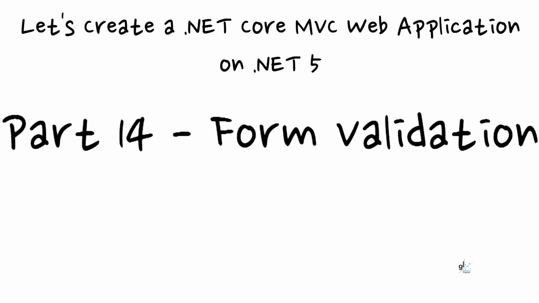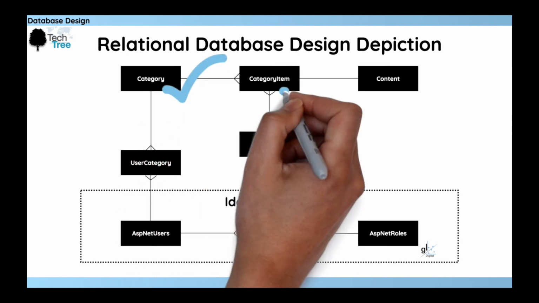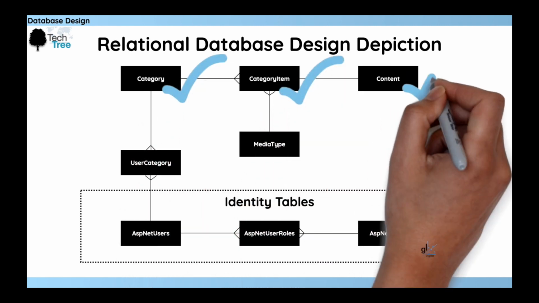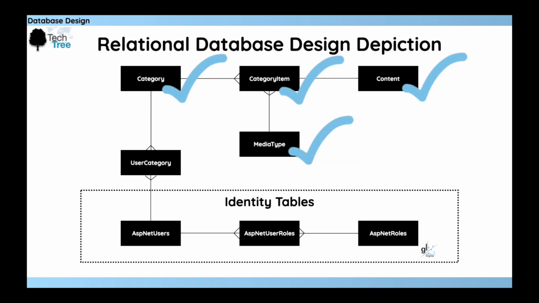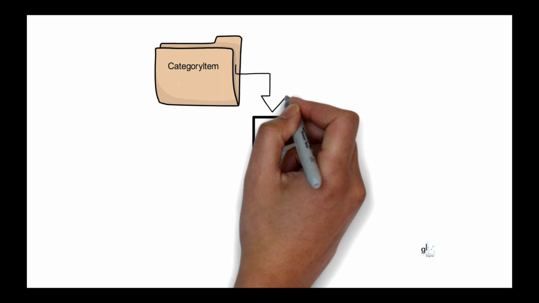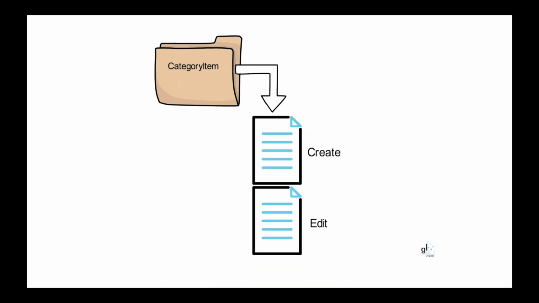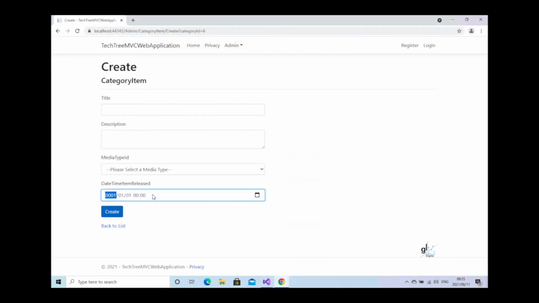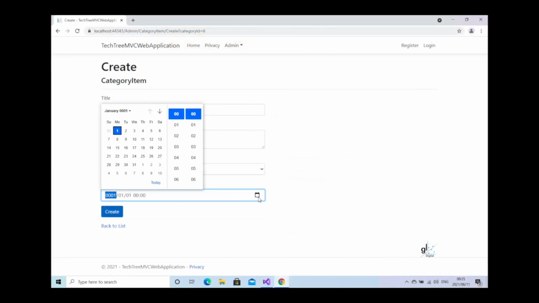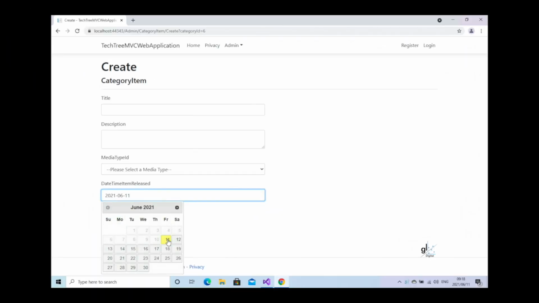I'm Gavin Lon. So, we have now created the CRUD-related code for the category item, content, and media type entities. In the previous video, we made UX, user experience, related refinements to the create and edit views pertaining to the category item entity. This particular refinement involved replacing the default DatePicker widget provided in popular browsers with the jQuery UI DatePicker widget. So we incorporated a third-party DatePicker widget into our web application.